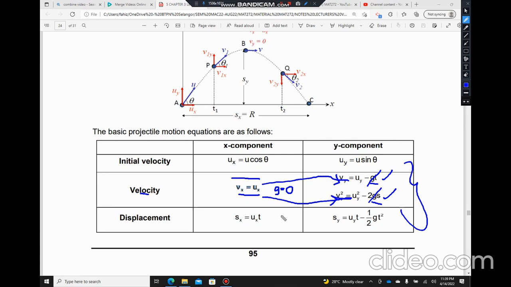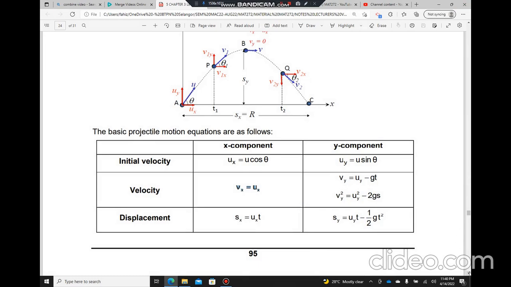Kalau x component, we just use s equals to ut. Okay, tapi kalau y component, s equals to ut minus 1 over 2 gt square. Maksudnya kalau displacement untuk komponen x, kita just buang bahagian belakang ni. Semua tak ada bahagian gravity. So that's why dapat s equals to ut. Dia cuma dapat bahagian sini je untuk x component, and then untuk y component dia adalah yang belakang ni sebab dia ada nilai g, sebab kalau y ni dia adalah vertical. So bila vertical, automatic dia ada tekanan gravity, komponen gravity.